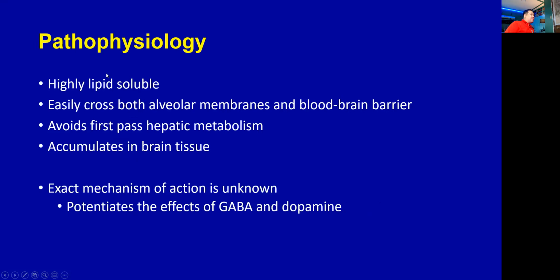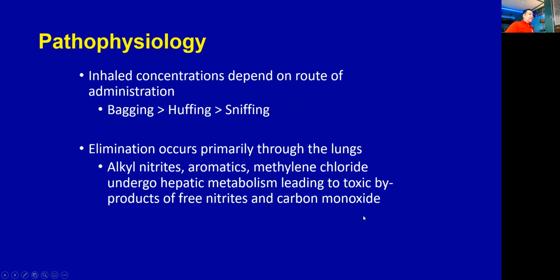Okay, so it's highly lipid soluble. It easily crosses the alveolar membrane and the blood-brain barrier. It avoids first pass hepatic metabolism and accumulates in brain tissue. The exact mechanism of action is unknown, but it's theorized to potentiate the effects of GABA and dopamine. Dopamine, as we discussed much earlier in this lecture, is involved in the reward system. That's what gives you that euphoric feeling. The inhaled concentration depends on the route of administration. Elimination occurs primarily through the lungs as well.